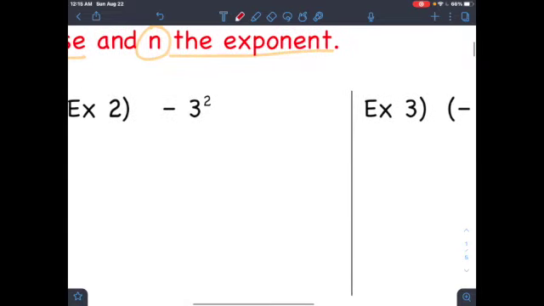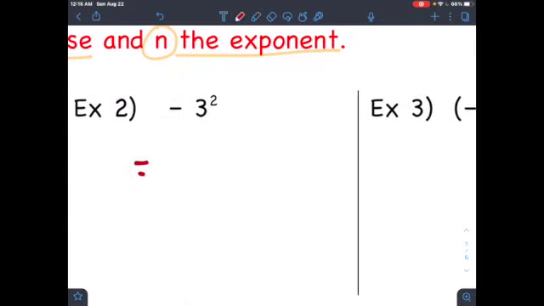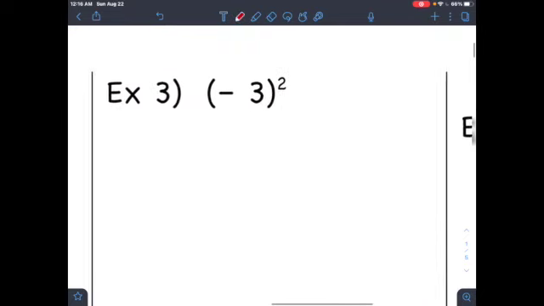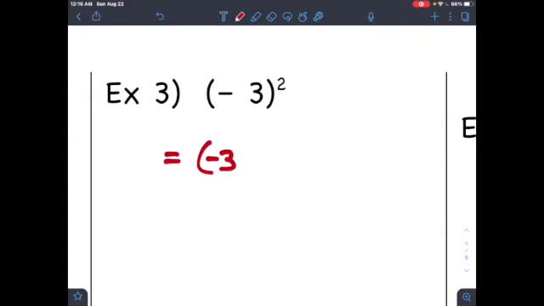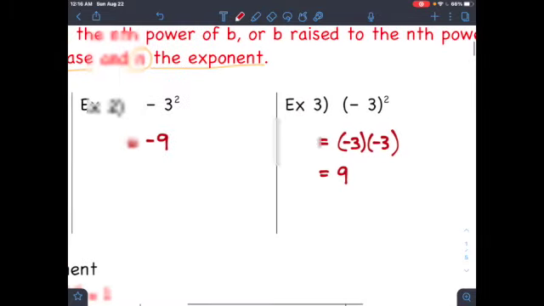Now right here you have to understand, is it in a parenthesis or not? That's very important. In this case, it's just going to be -9. The next one is example 3. It's -3 in parenthesis. Here's the parenthesis, very important. -3 is inside the parenthesis squared, and so therefore that's -3 times -3, and that's going to be +9. So there's the difference between the +9 and the -9. Please make sure that you realize the difference.